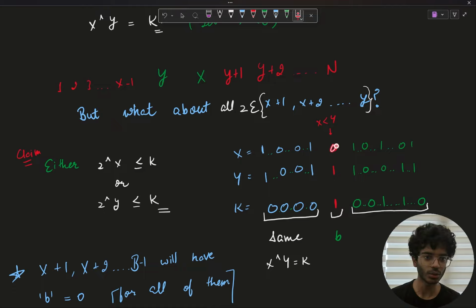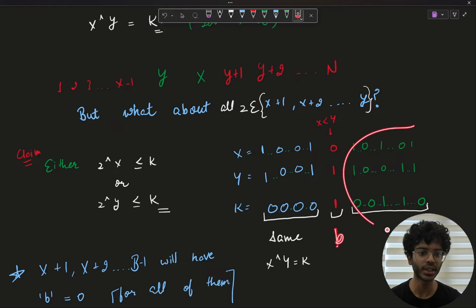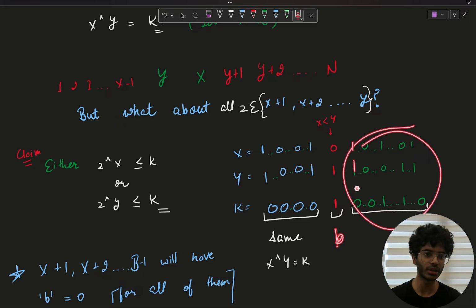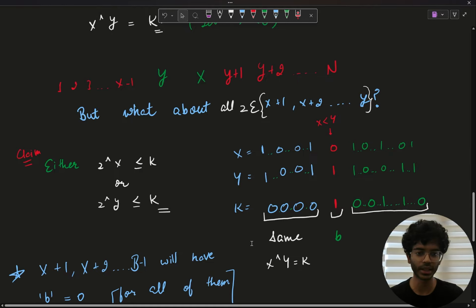Now x is less than y, so there would be a bit where x has 0 and y has 1, and our k would have 1, right? Let us call that bit b, and after that there could be anything. There could be 1, 1, 0, 0, 1, 1, any arbitrary bits, right?